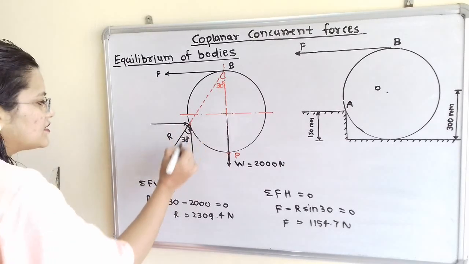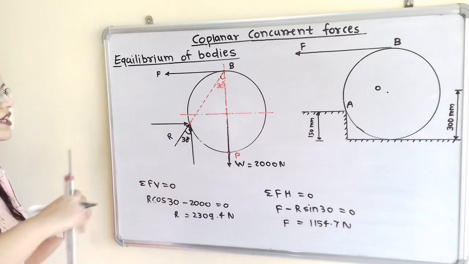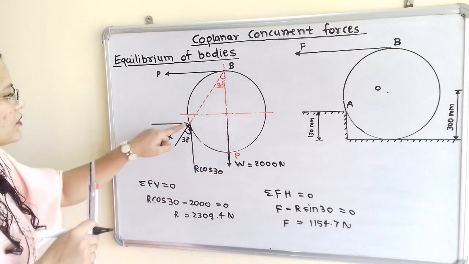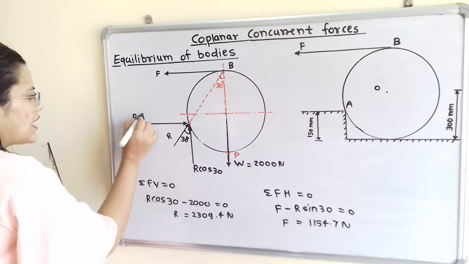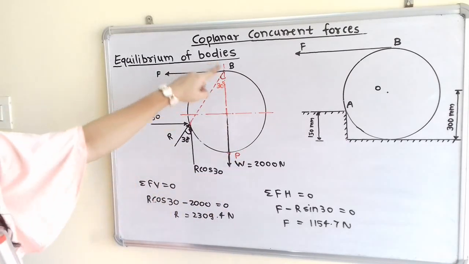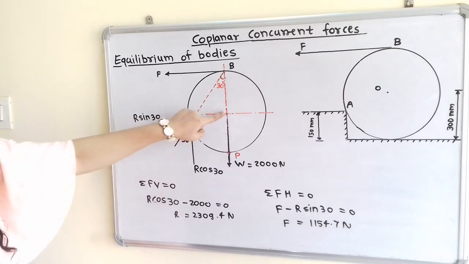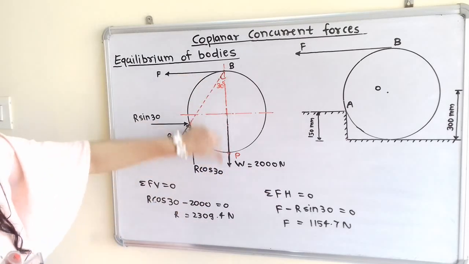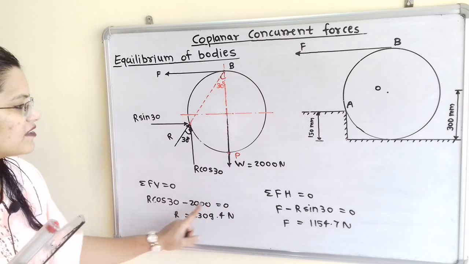Now how to find out its value? So for this vertical component, because it is near the angle 30 degrees, we can say that its value is R cos 30. And for this horizontal component, it is away from this angle 30, so its value is R sin 30. Now for this system, we can say that the summation of all vertical forces is equal to 0. So which are the vertical forces? The weight W, which is equal to 2000 Newton, mentioned in the question, is in the downward direction. So for the downward direction, we will use the negative sign, that is minus 2000.